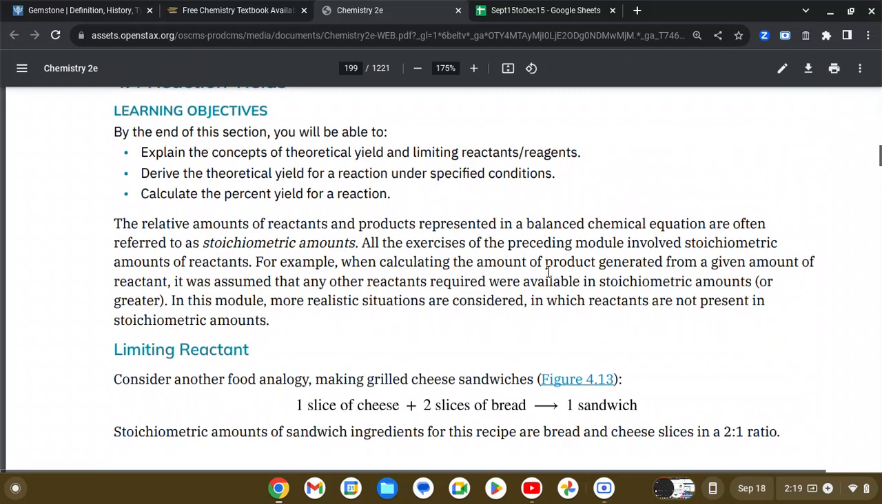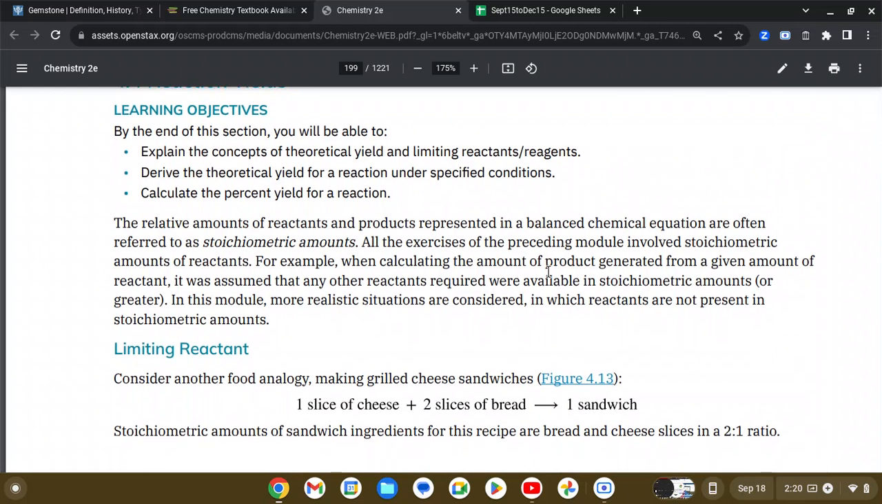4.4. Reaction yields. Learning objectives. By the end of this section, you'll be able to explain the concepts of theoretical yield and limiting reactants/reagents, derive the theoretical yield for a reaction under specified conditions, and calculate the percent yield for a reaction. The relative amounts of reactants and products represented in a balanced chemical equation are often referred to as stoichiometric amounts. All the exercises of the preceding module involve stoichiometric amounts of reactants.